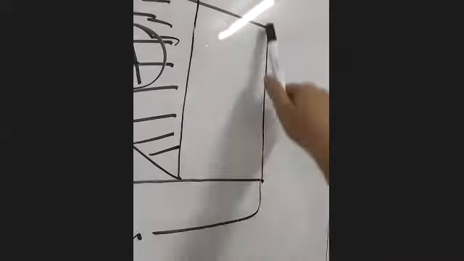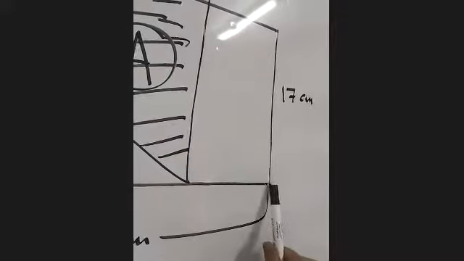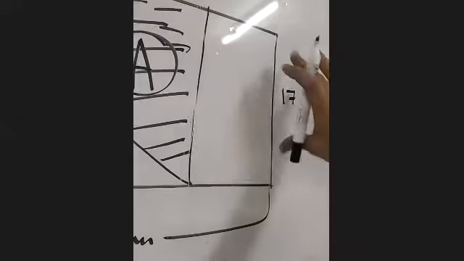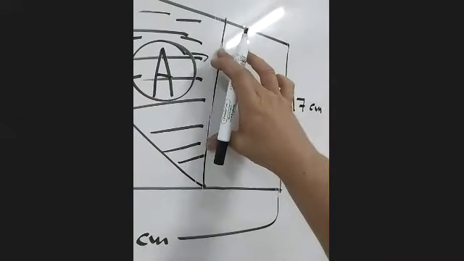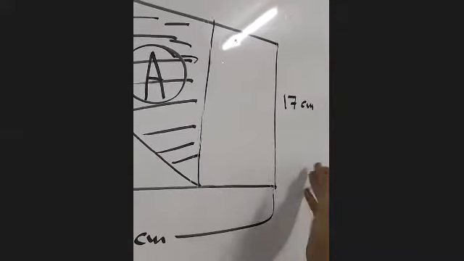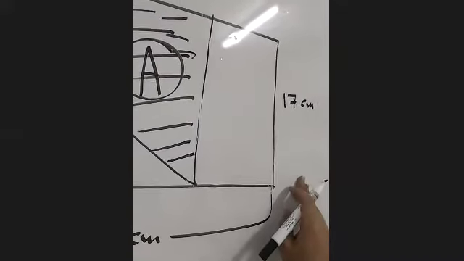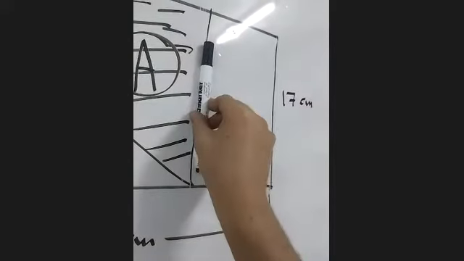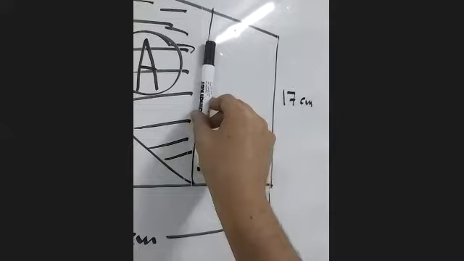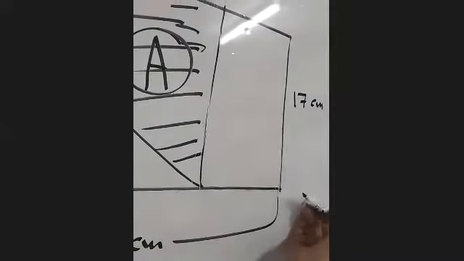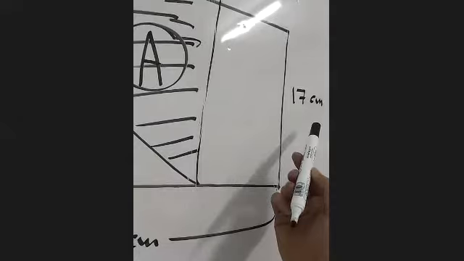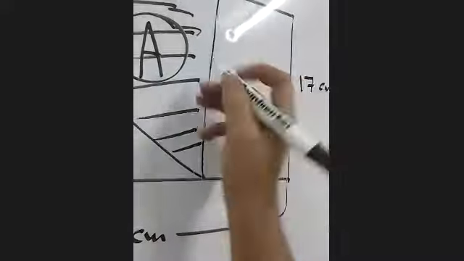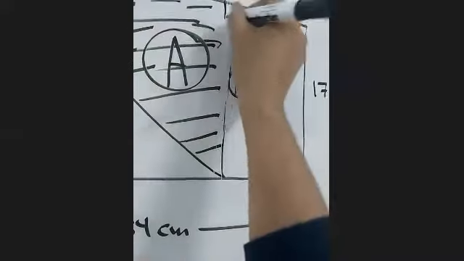This distance is 17, right? Yes. So what will this line be? 7. This is 17, this will be 7? How much is this? 17. And this? 17. Are they the same or different? They are the same. So this is 17. This is also 17. This is the height of the triangle.